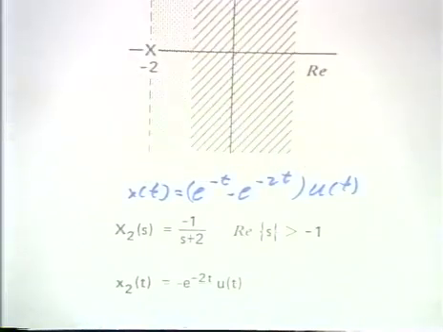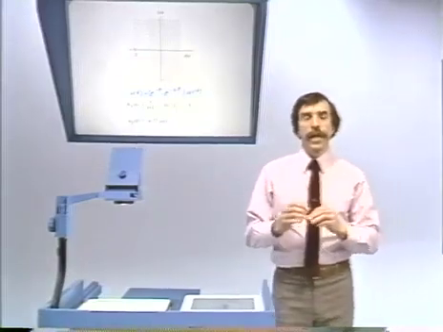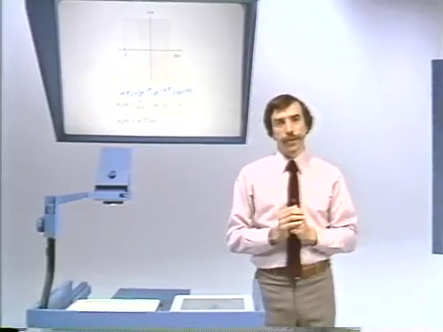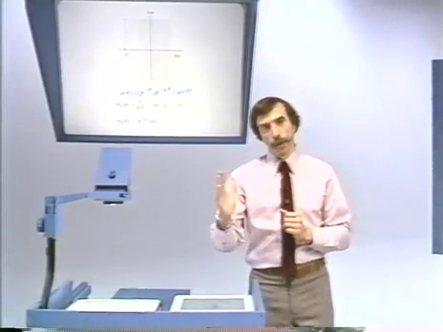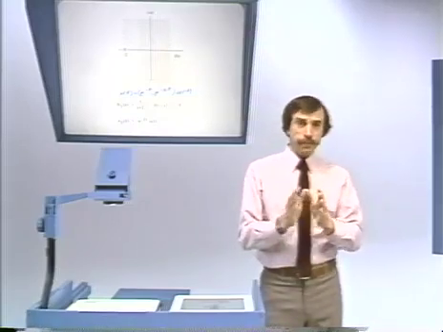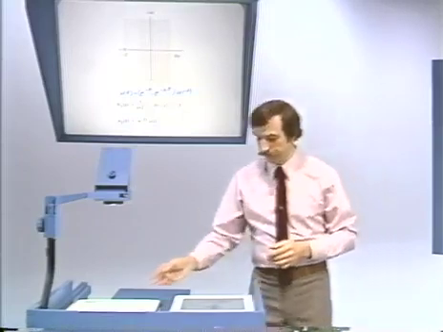So essentially what's happened is that each of the poles has contributed an exponential factor, and because of the region of convergence being to the right of all those poles, that is consistent with the notion that both of those terms correspond to right-sided time functions.